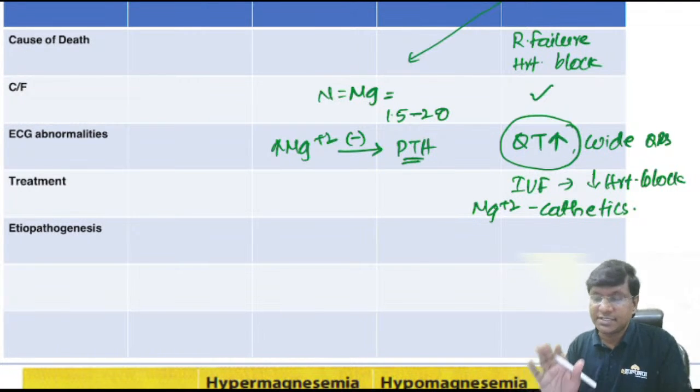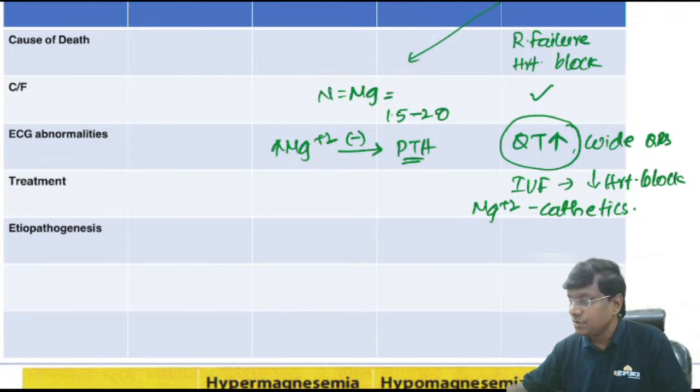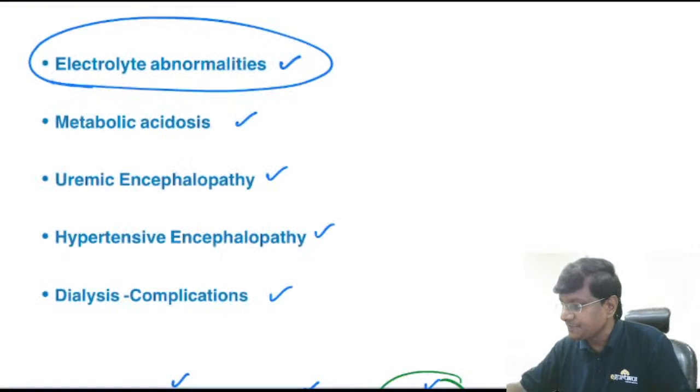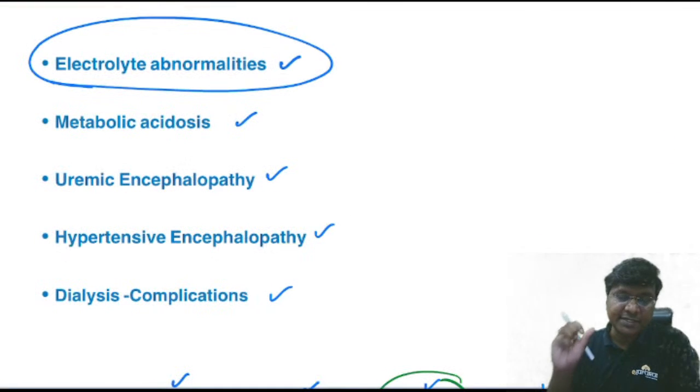And so that completes the electrolyte abnormalities. So what did we discuss? The nephrology emergencies that can present to the casualty. One is electrolyte abnormalities: hyperkalemia, hypokalemia, hypocalcemia, hypermagnesemia.